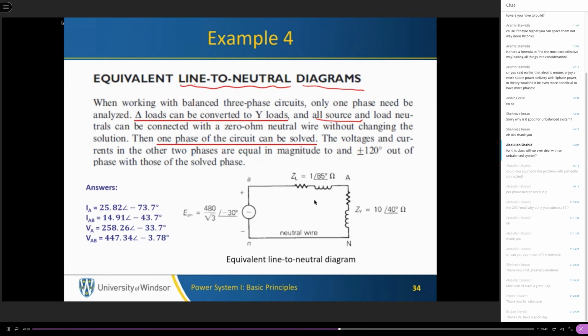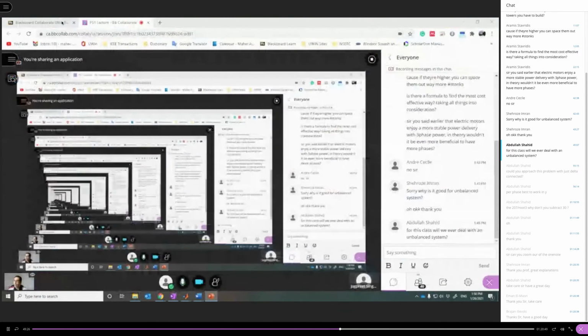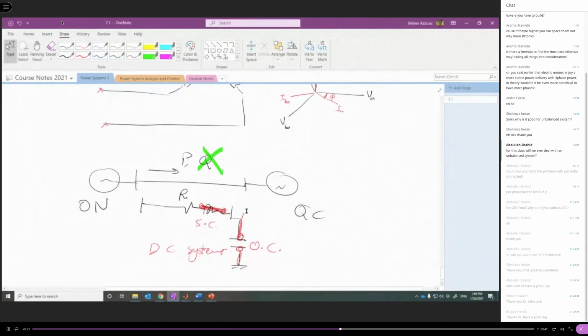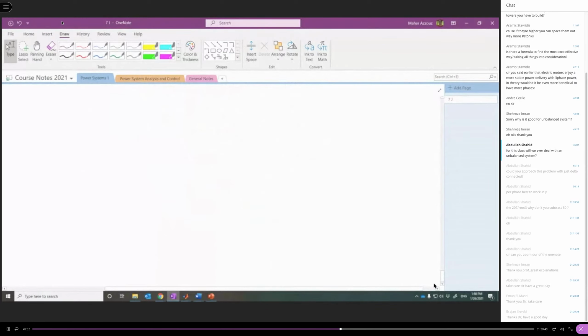So let me solve this problem. I'm going to keep this here and switch to my notes. Okay, so we have the load. This is ZY, the equivalent star connected impedance, which is 10 with angle 40. The line has an impedance of 1 with angle 85 degrees, and the source here should be line to neutral.